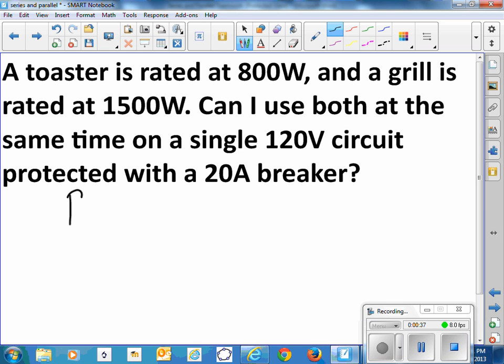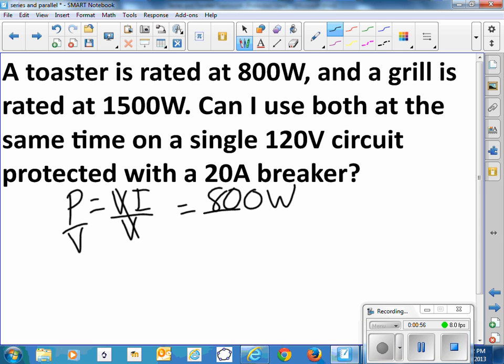Well, the power is equal to the voltage times the current. We want to know the current, so I divide both sides by V. So the current is the power divided by the voltage. So if I have 800 watts divided by 120 volts, that tells me that I will have about 6.7 amps.